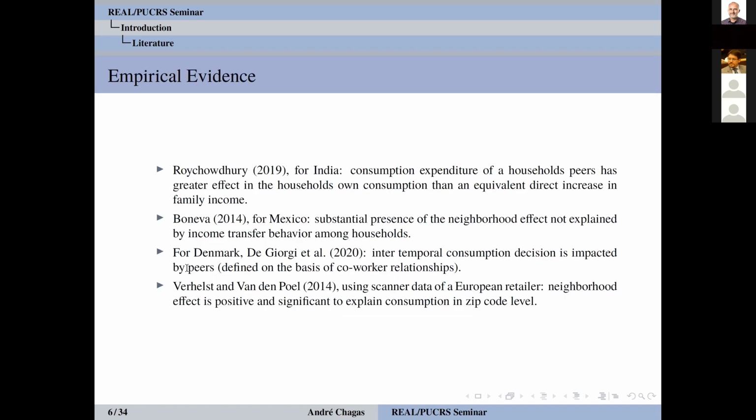We are not alone in this kind of investigation. Some papers in the literature try to identify a similar problem as we do.